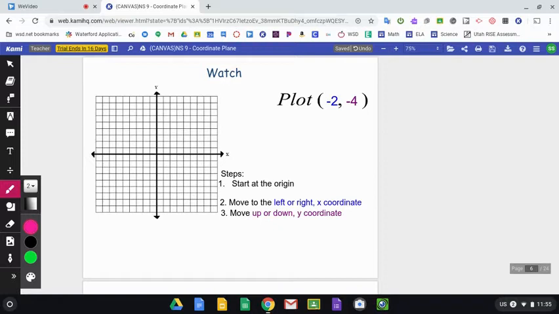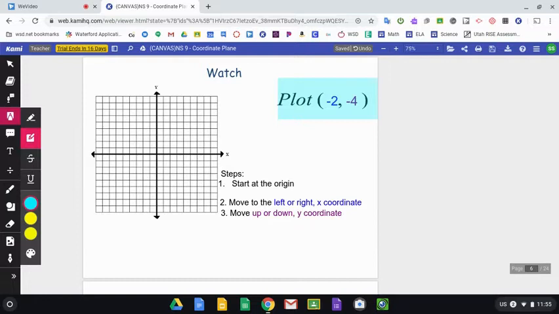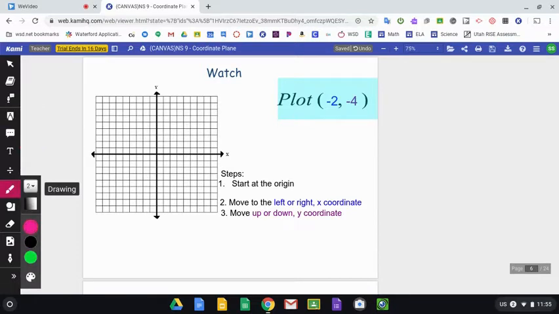Okay, so now we are going to plot the ordered pair -2, -4. Start at the origin, the center, right? And the first number tells me to go left or right. Since it's negative, I'm going to go to the left 2, 1, 2. And then this number tells me to go up or down. And it says -4, so I'm going to go down 4, 1, 2, 3, 4. And I'm going to put a spot there. And let's call this point P.